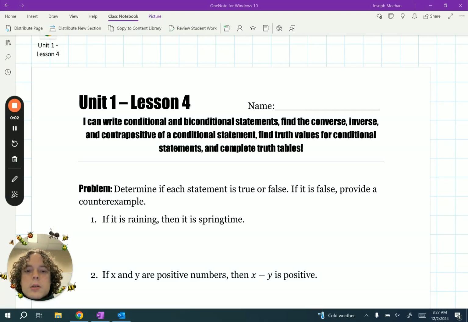Alright guys, it's Mr. Meehan. It's a chilly December day, so I am buttoned up.